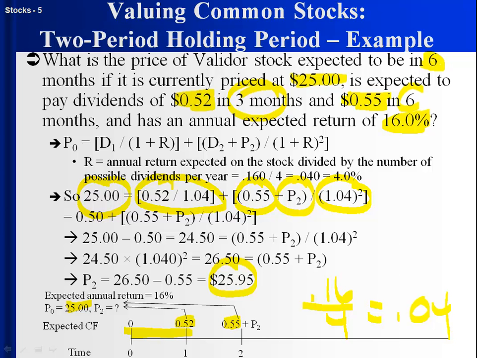So basically, if we have a stock that's expected to put 52 cents in our pocket in 3 months from a dividend, 55 cents in our pocket in 6 months from today because of a dividend, and that we could sell for $25.95, or we expect to sell for $25.95, so we'll put that in our pocket. The present value of those 3 expected cash flows is $25, which is why the price of the stock today is $25.